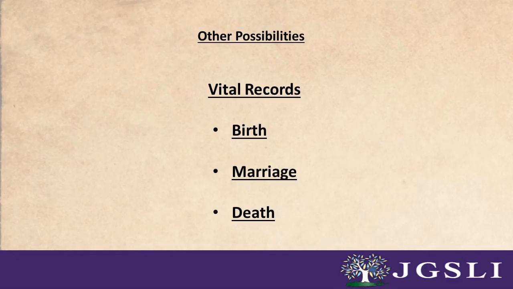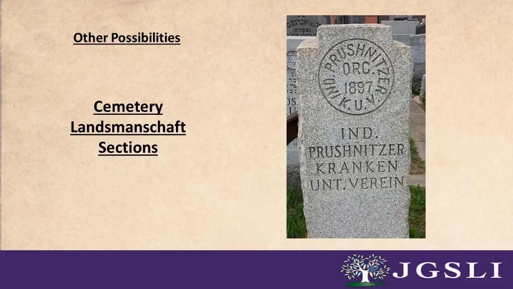Number 6. Vital records. Birth, marriage, and death certificates. Of course, if you could get a birth certificate, then you would have known where the person was born. If you're lucky, marriage certificates might include the town name where the groom and bride were born. And if the person giving the information for the death certificate knew the deceased's birthplace, you could find the information here.